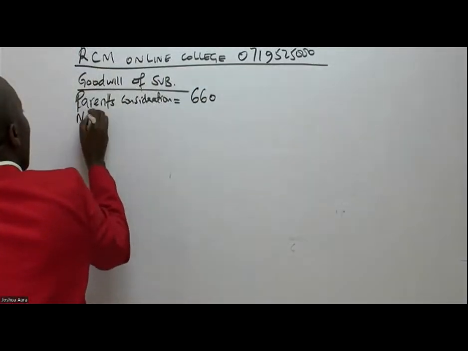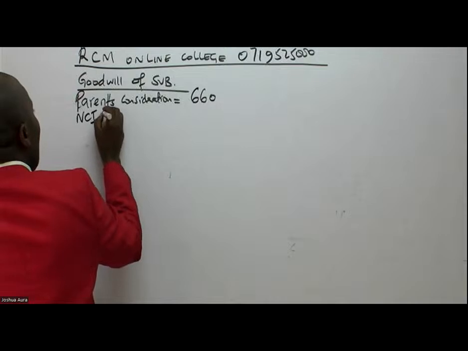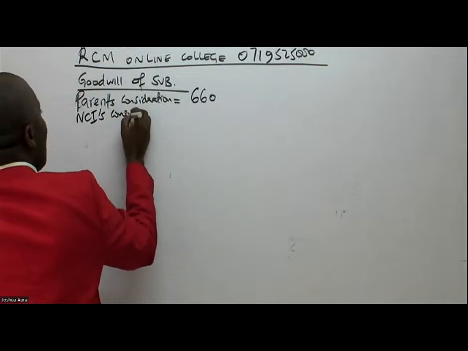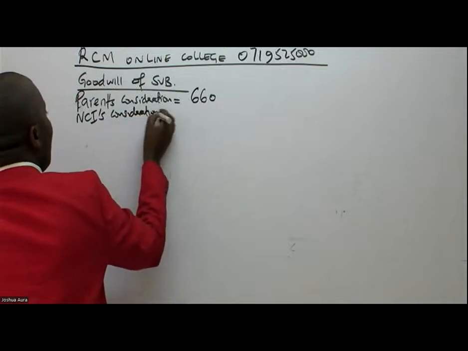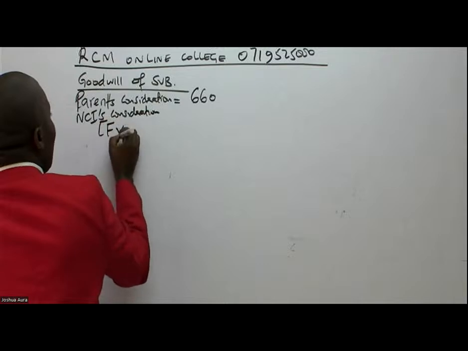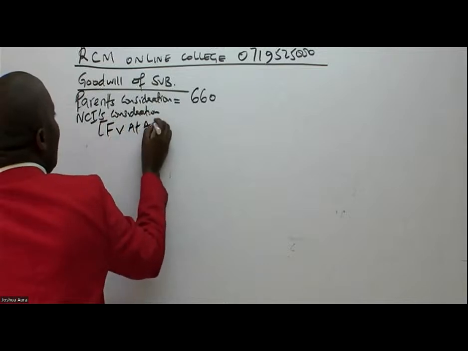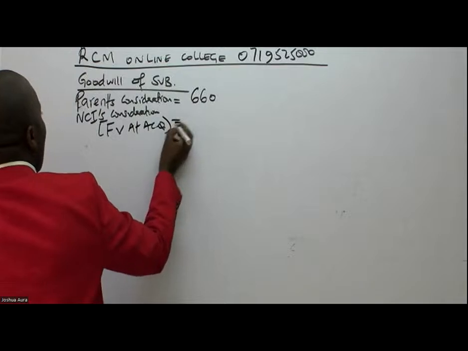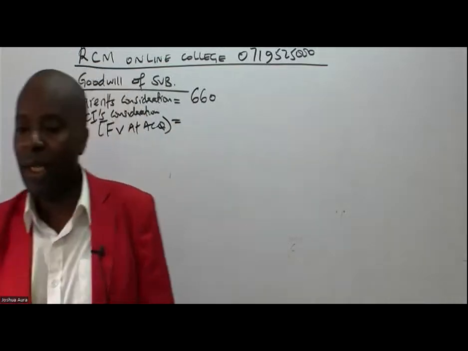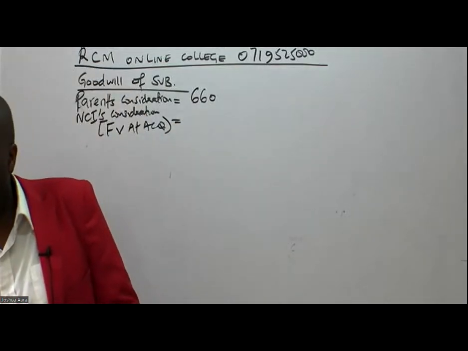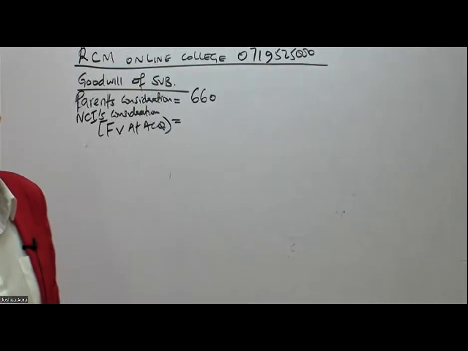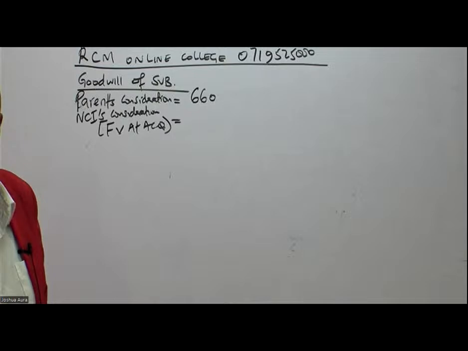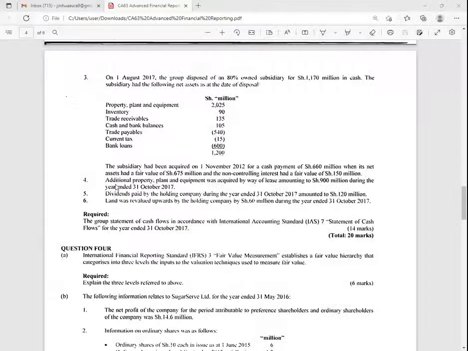And then we have NCI's consideration. Remember this one here, you always take what we call the fair value at acquisition. So the fair value at acquisition, what do we have here? If you look at this question very nicely, they have given us the fair value of NCI at acquisition.